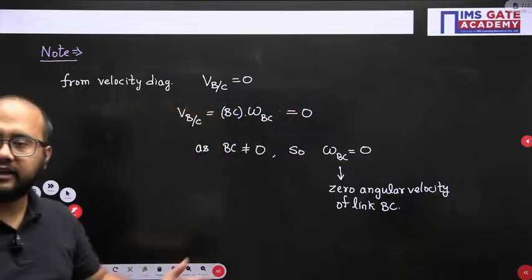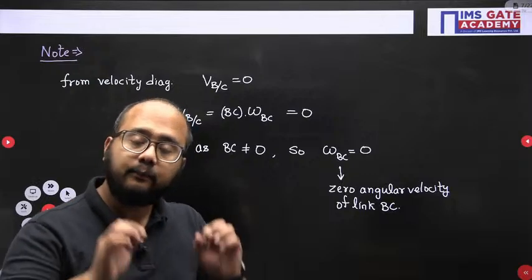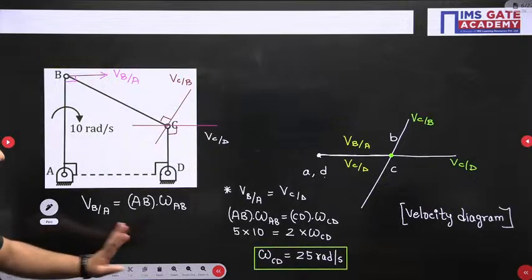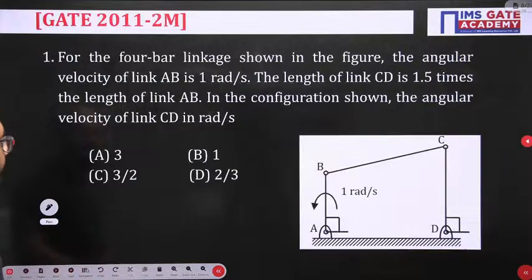Clear? When angular velocity is 0, it means what kind of motion it will be performing? Pure translation. Simple. I hope everyone got the point here. Is it clear? Now, we'll move to the next problem.